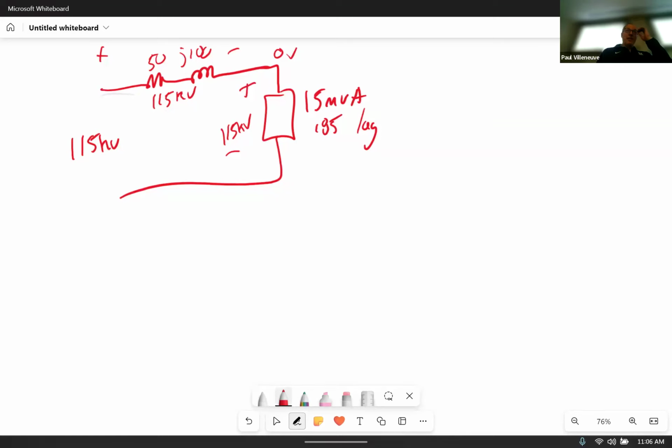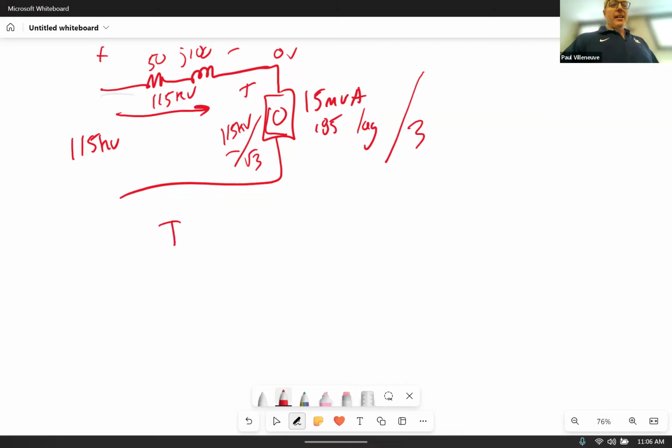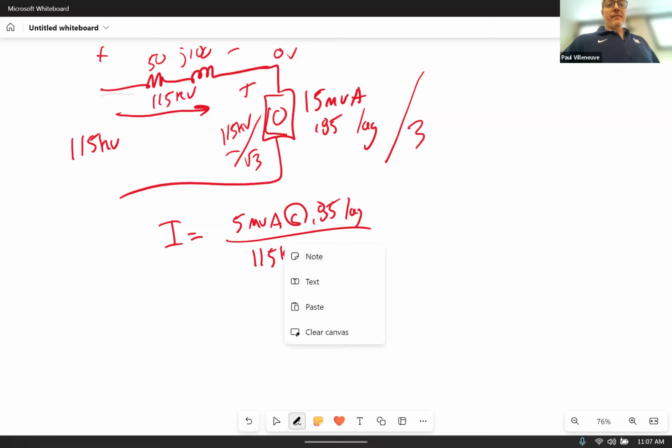And don't forget, we want everything to be single phase to do our calculations. Convert that to single phase. Make sure that is converted to an equivalent voltage, and then set that equal to 0. So my line current, because that's the same current going to my load, I is going to be equal to 15 MVA at a 0.85 lag divided by that.